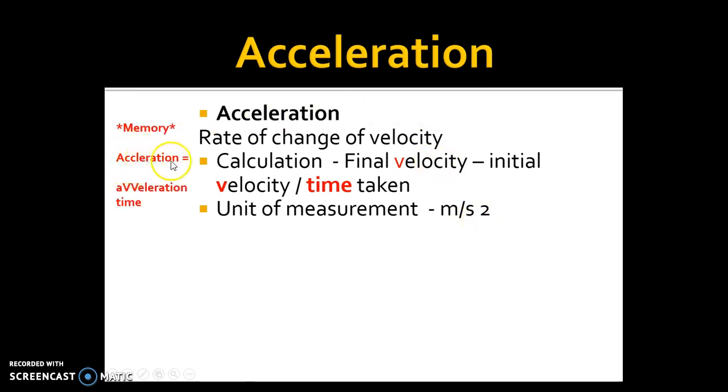So the memory method, whenever you see acceleration, just respell acceleration as 'vaveleration'. Because if you remember vaveleration time instead of acceleration, that gives you these two V's here that are really important. So you're basically saying the final velocity taken away from the initial velocity, which is always zero, which makes it really easy. So whatever the end velocity is, you're just taking zero away from it, so it's just that number, divided by the time taken, which will give you that unit of measurement linked to meters per second squared.